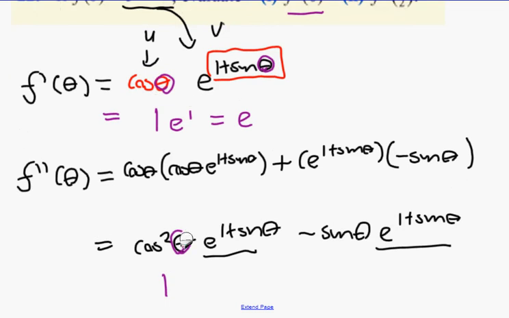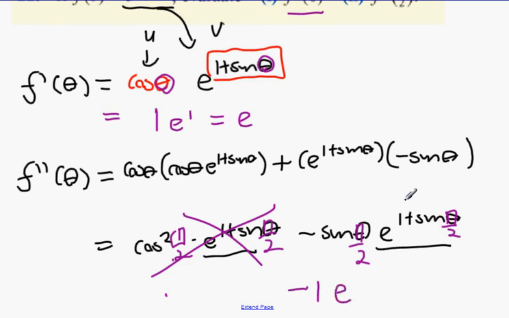So, here's the interesting one, alright? Pi over 2 is 90 degrees. What's cos 90 degrees? I can tell you now it's 0. This full thing turns to 0. What's sine 90 degrees? 1. And then what's 1 plus sine 90? 1 plus 1, e squared, minus 1 e squared.